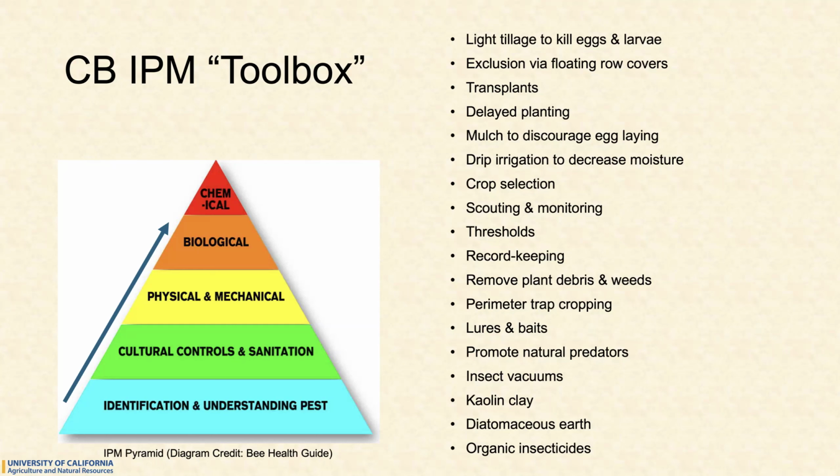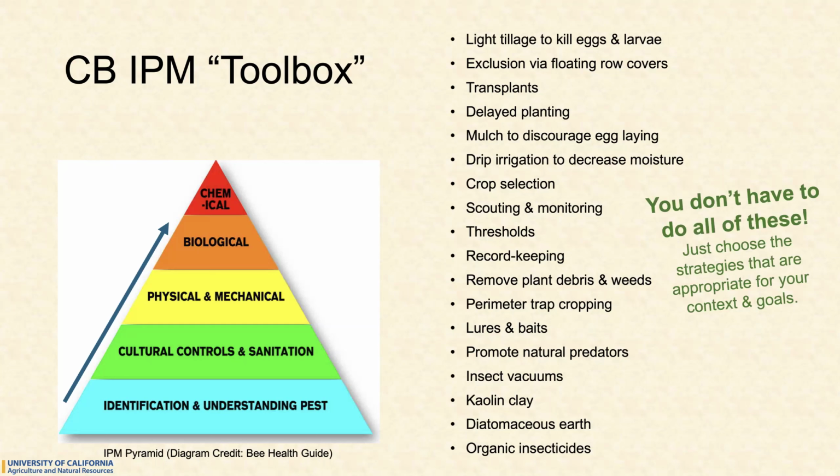There's some growers in California who say diatomaceous earth can be helpful. We don't have a ton of research on it, just a little bit, that indicates maybe it could help to some degree. And then we have several different organic insecticide and biologically based insecticide products that I'm going to outline in a lot more detail. Okay, so I know that's a lot, and I just want to emphasize you do not have to do all of these things. I think that would be impossible. So please just choose the strategies that are appropriate for your context and your goals.